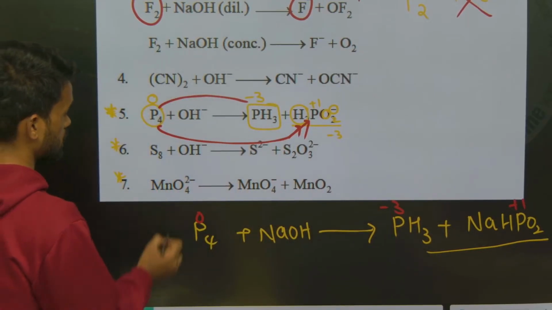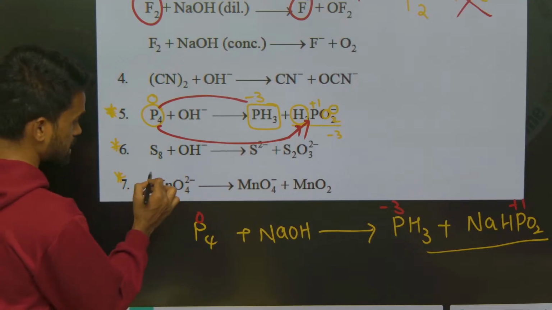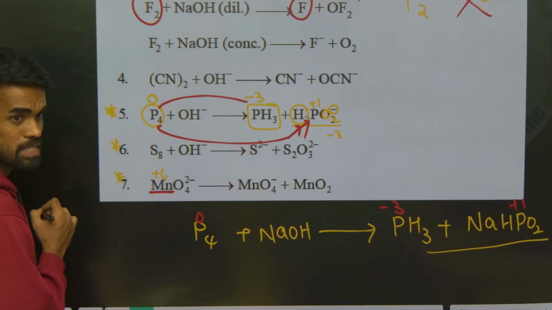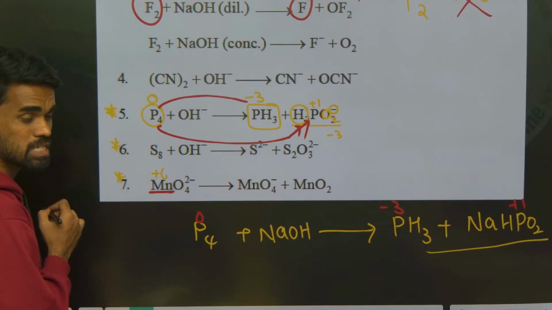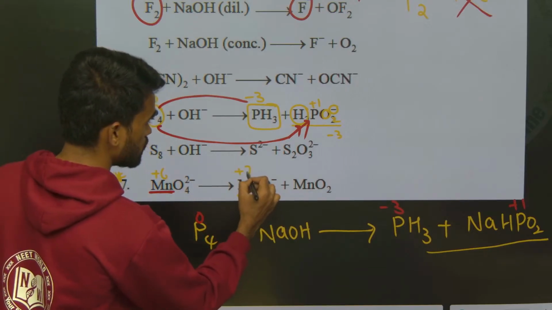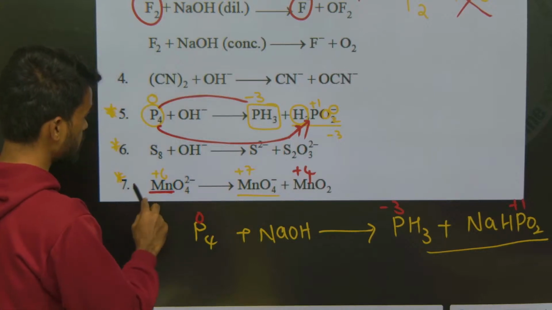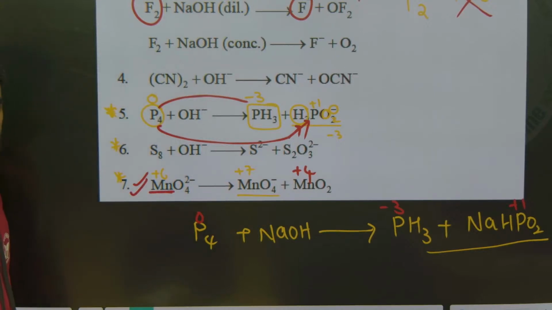Next, what is the oxidation state you are seeing here? Plus 6. Manganese is in plus 6 oxidation state. The maximum oxidation state for manganese is plus 7. So here plus 7 is formed, and here plus 4 is formed. So this is also a disproportionation reaction.